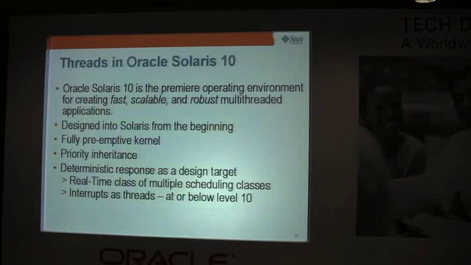So threads were designed into Solaris from the beginning. Fully preemptive kernel, priority inheritance, deterministic response time. It means Solaris is actually a real-time operating system. Did you know that? You can actually write hard real-time applications on Solaris, and Solaris delivers on that. It's pretty cool, because it was designed to do that from scratch.